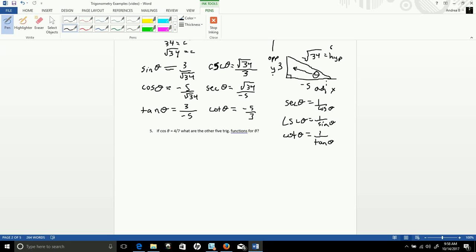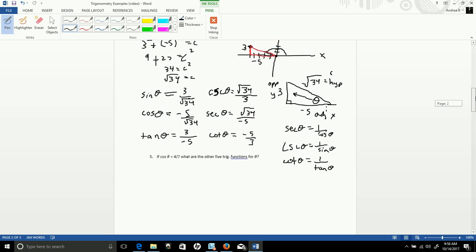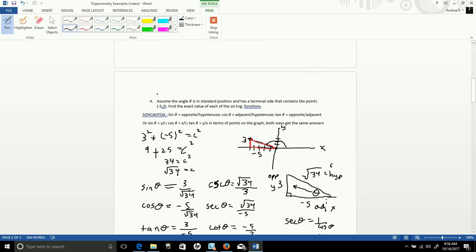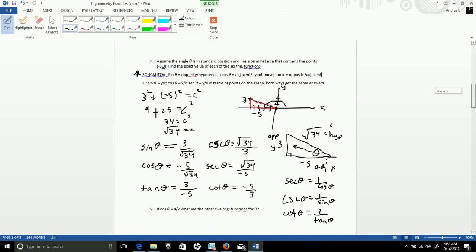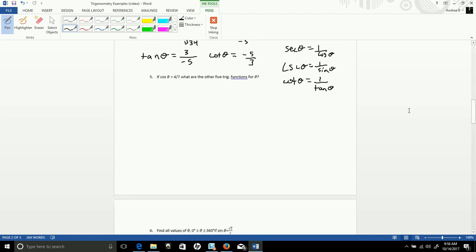And then for number 5 here, if we have cosine of theta is equal to 4 over 7, what are the other 5 trig functions? So you're still using the sort of stuff that we had from up here in terms of our SOHCAHTOA. This is normally the one that's most useful to use because we can use that even if we're not graphing them. So here, let's try and draw out this right triangle here first of all.